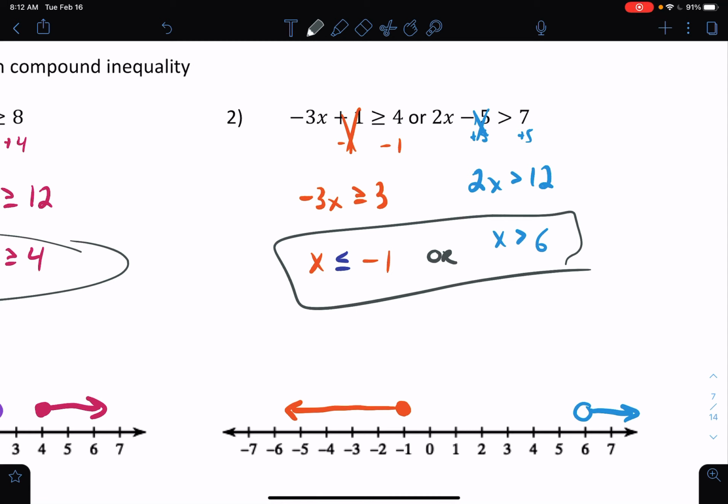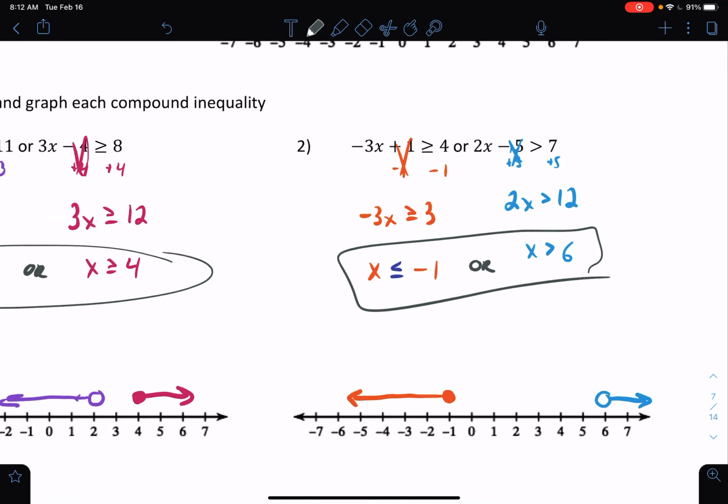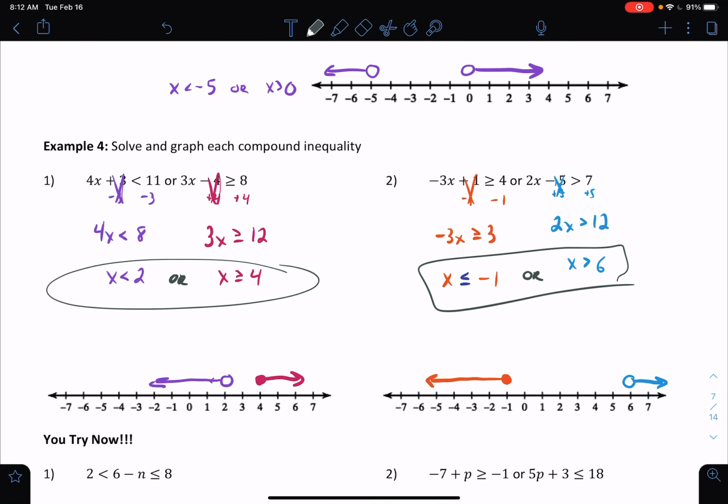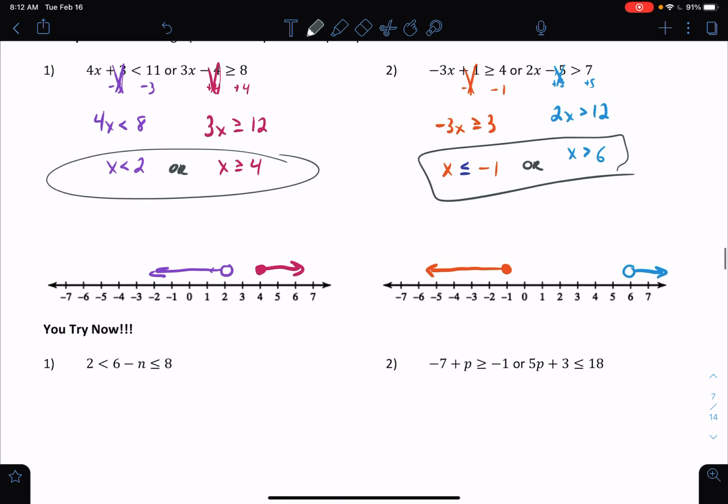All right. So that is how you deal with an or inequality. Those graphs are going to face away from each other.